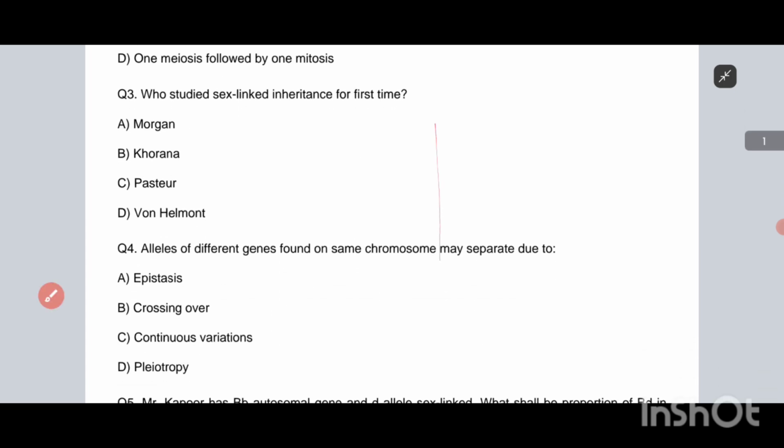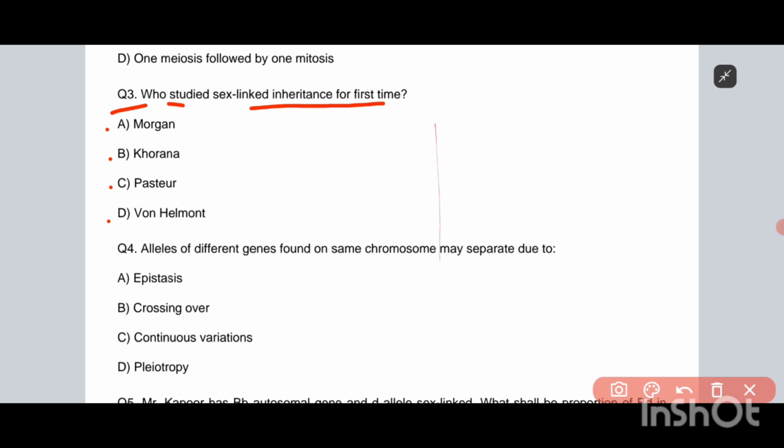Now we are going into question number 3. Who studied sex-linked inheritance for the first time? Option A Morgan, option B Khurana, option C Pasteur, and option D von Helmont.